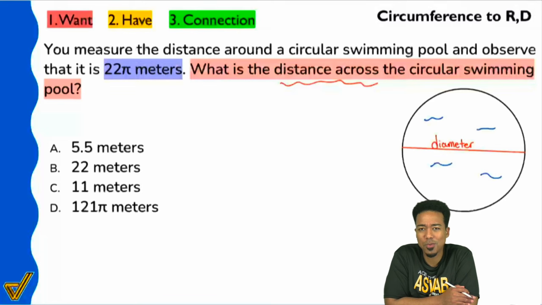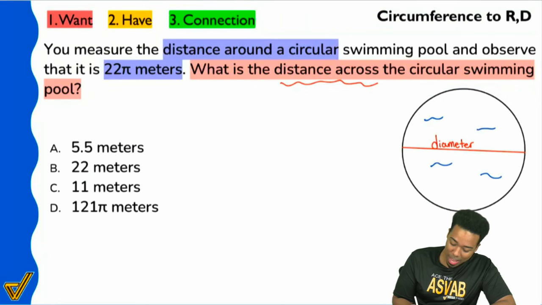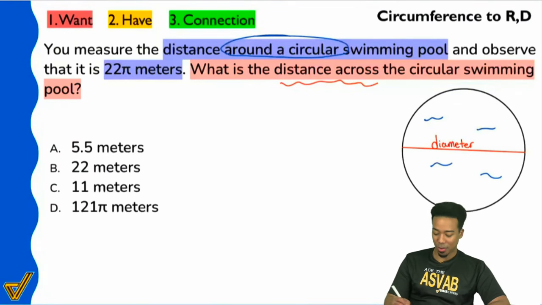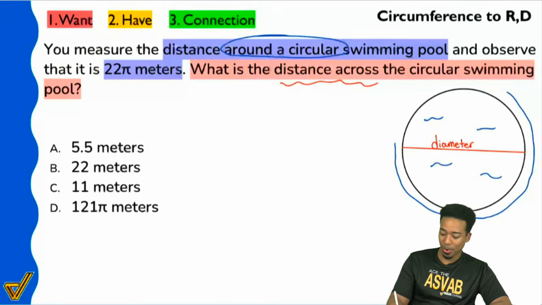What phrase should I highlight here to understand what it means? Fiona, Terrell, yes, right here. You measure the distance around the circular swimming pool, highlighting and emphasizing around the circle. Everyone, if we go around the circle, what idea is it again?